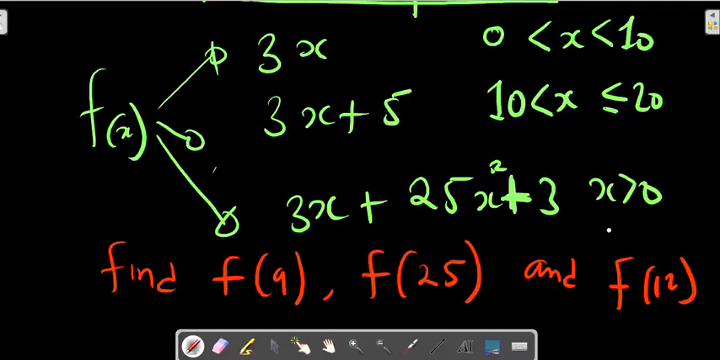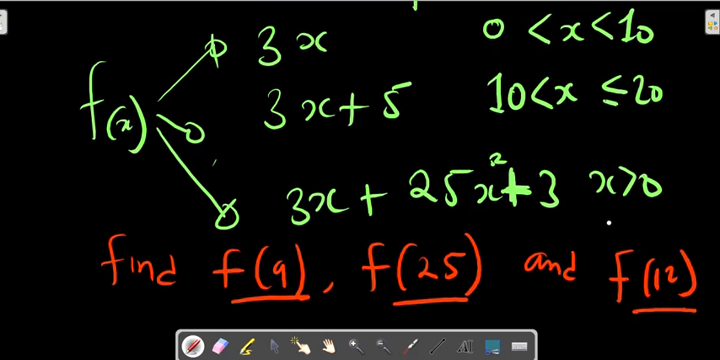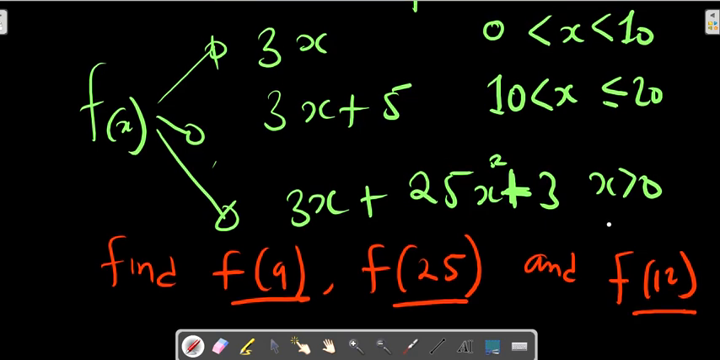This piecewise function requires us to find f of 9, f of 25, and f of 12. So how do we do this? Now, when dealing with piecewise functions, it's essential to understand the concept. I think of piecewise functions more like conditional functions. What do I mean by that?